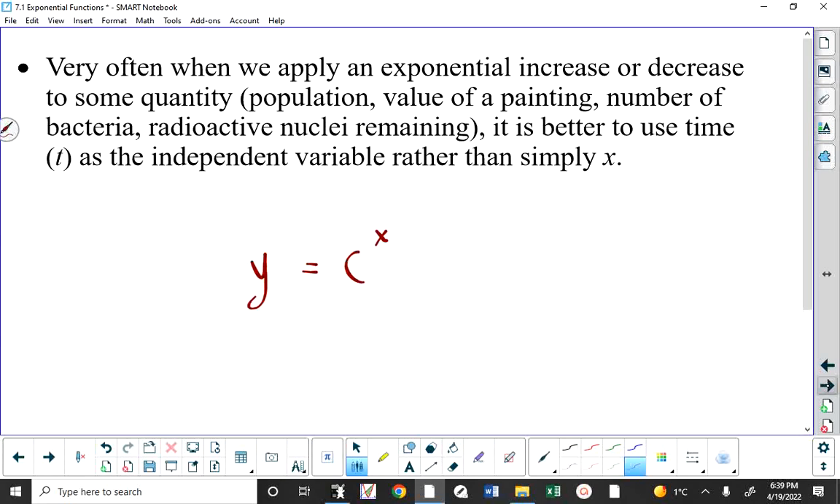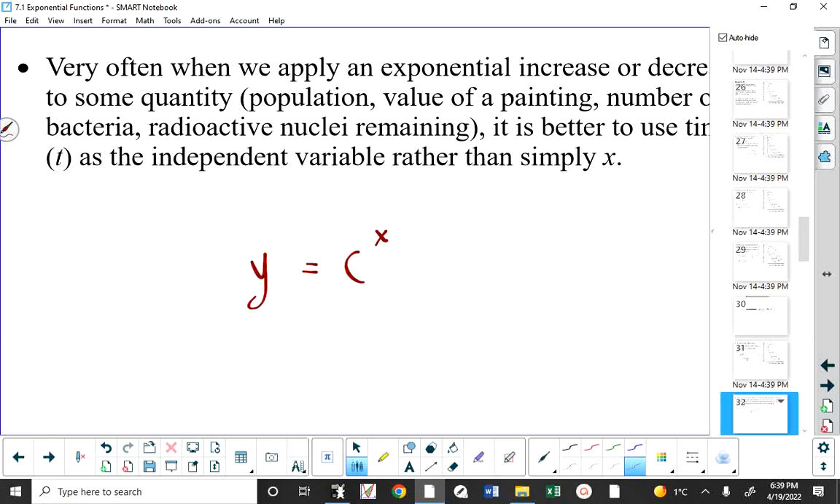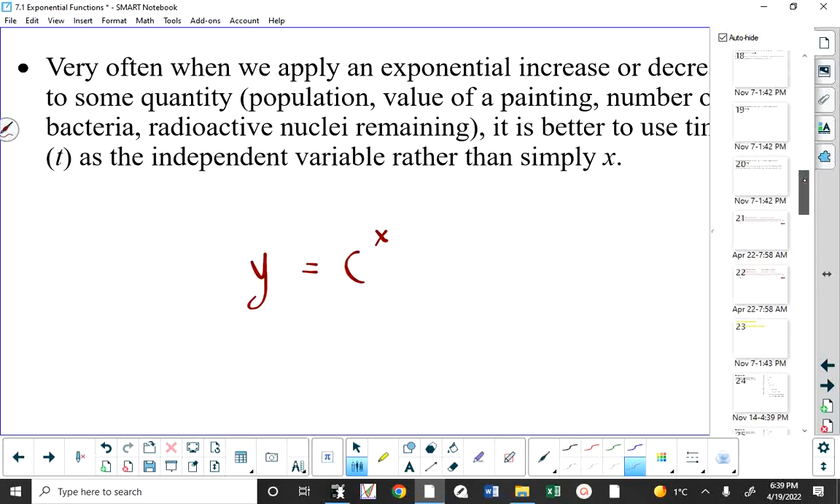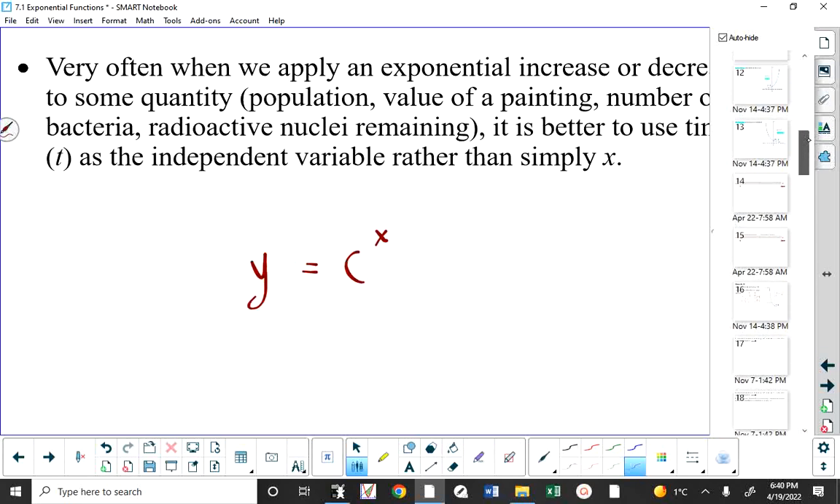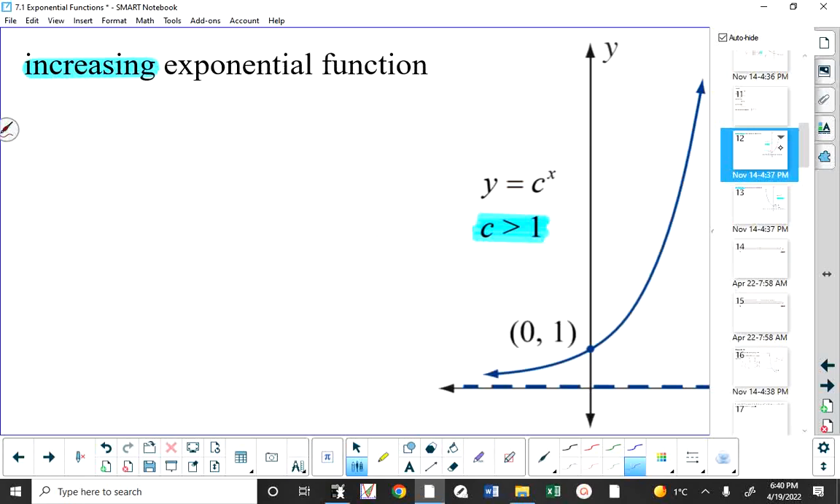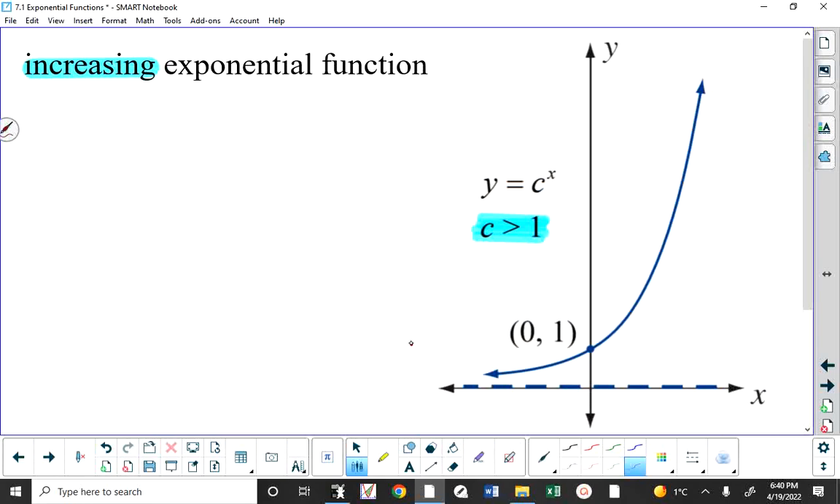So if I can go back just for a minute here, I don't want to be too verbose, which means too blabby. But if you look at an increasing exponential function, whatever is increasing is most likely increasing over time. This is time.